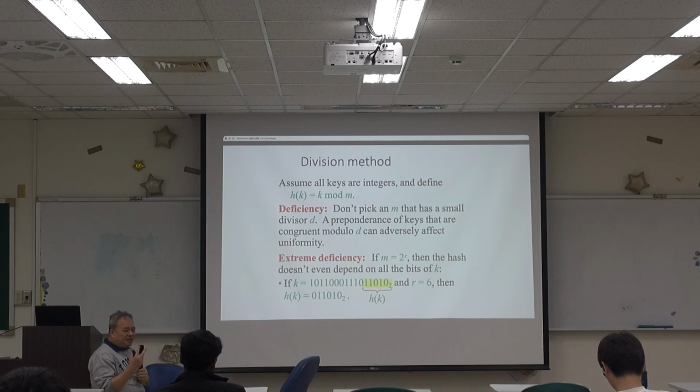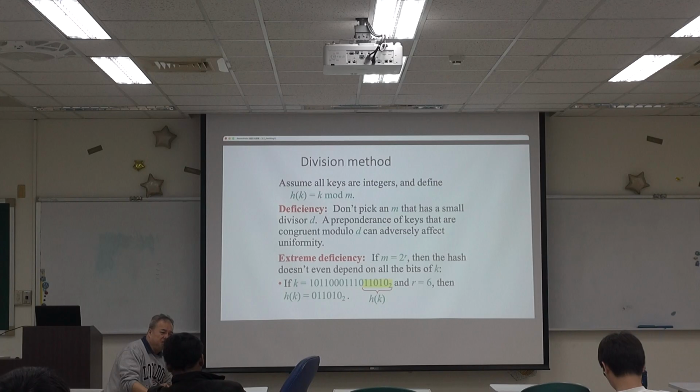There are two basic hash function selections. The first one is what we call the division method. The second one, obviously, if you have a division, must be the multiplicative method. So let's first talk about the division method. Assume all keys are integers. We define h(k) equal to k mod m. So this is a very, very simple hash function selection.